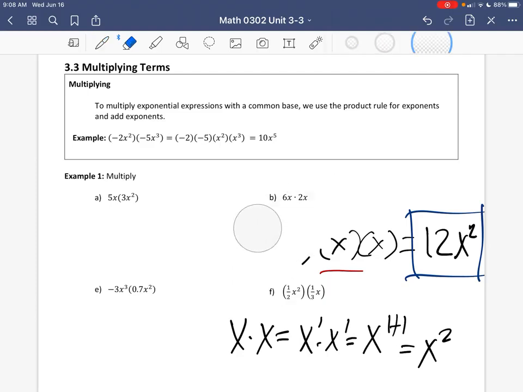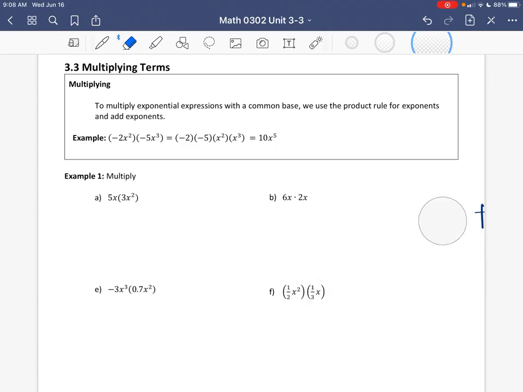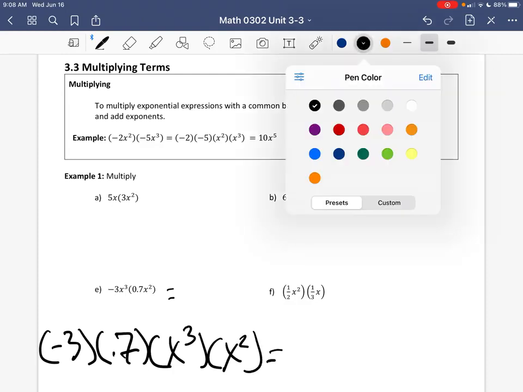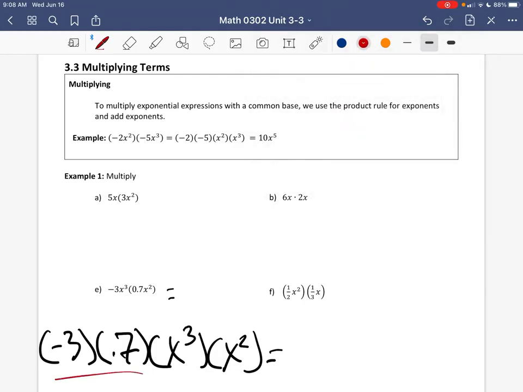Okay. So in part E, what I want to do here is just keep on doing the same thing like we've been doing in the examples 1, part A and part B. Let's go ahead and rewrite the expression as parentheses -3 times parentheses 0.7 times parentheses x raised to the 3 times parentheses x squared. Okay, so we'll go ahead and do the multiplication on the first two terms.